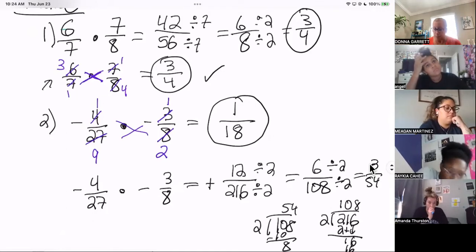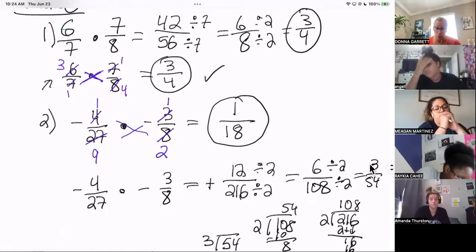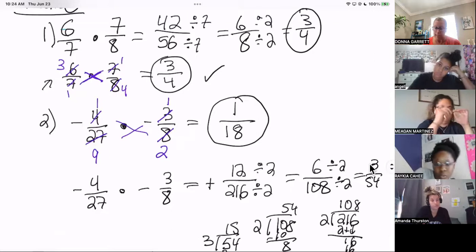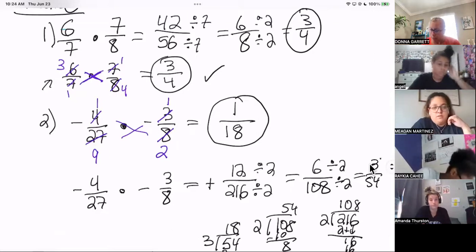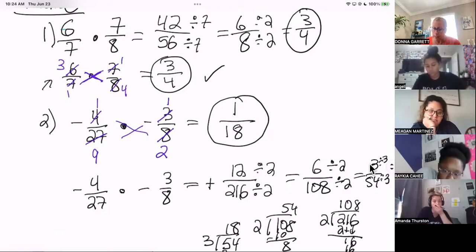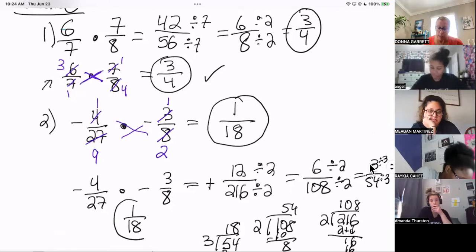And then I'd have to make sure, can I divide 3 into 54? I don't know. Oh my gosh, I really can. So now I can divide by 3. And I get 1 over 18. You see how that worked? That went into simplifying that fraction.